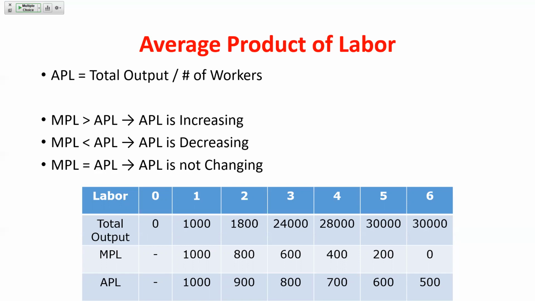So notice here, when I get to this third worker, once I've hired 3 workers, their output is, no, I got way too many zeros there. Hold on. How did that happen?